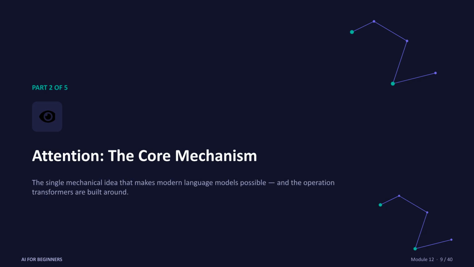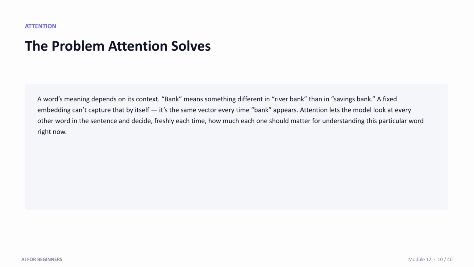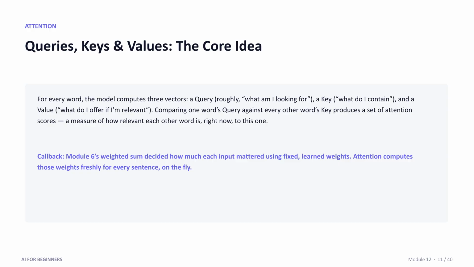This is the fundamental operation that allows transformers to function effectively. Attention solves the problem of context. A word like bank has different meanings in different sentences. Attention allows the model to weigh the importance of surrounding words to determine the current meaning of a word. This works by computing queries, keys, and values for each word. By comparing a word's query to other words' keys, the model calculates attention scores to determine which words are most relevant to the current one.